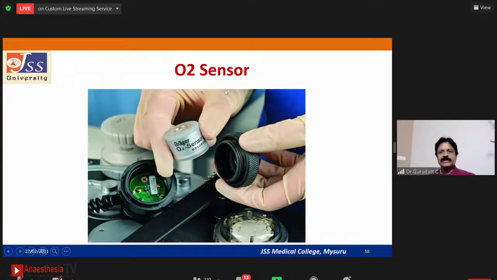What is most important is an oxygen sensor, which will continuously tell us what FiO2 the patient is getting. The oxygen sensor should be in the inspiratory limb, or ideally in between the patient's endotracheal tube and the circuit. Only then do we know definitely that the patient is not getting any hypoxic mixture.